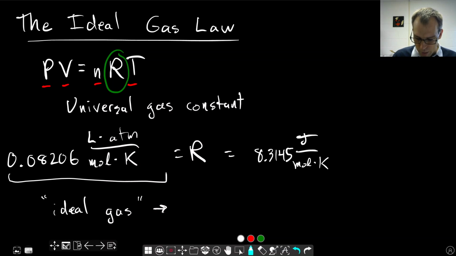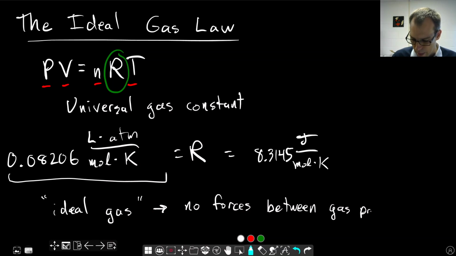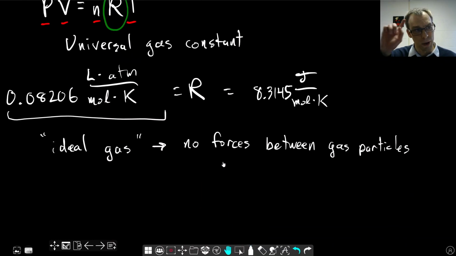An ideal gas is one where there are no forces between the gas particles, meaning that the gas molecules don't push or pull on each other at all. This isn't actually true, but the gases are so far apart from each other on an atomic and molecular scale that you can basically ignore these forces for the most part. At the very end of this chapter, I think we'll briefly talk about when you need to actually worry about them.